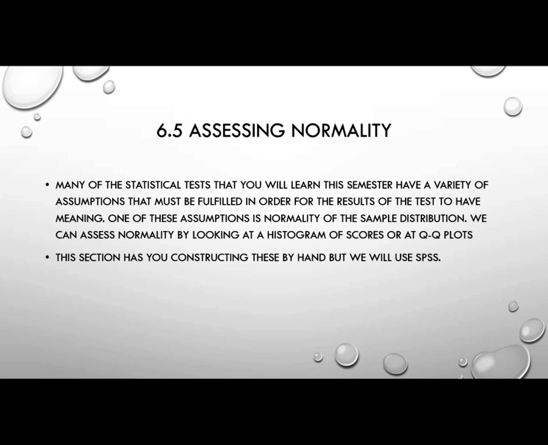So one of these assumptions is normality of the sample distribution. So we want to know that the distribution of scores, maybe it's heights or blood pressure or whatever from the population, follows a normal distribution. We can assess normality by looking at the histogram like we've been doing, or we can look at this thing called QQ plots. In this particular section of the book, they have you doing it by hand, but that's ridiculous.